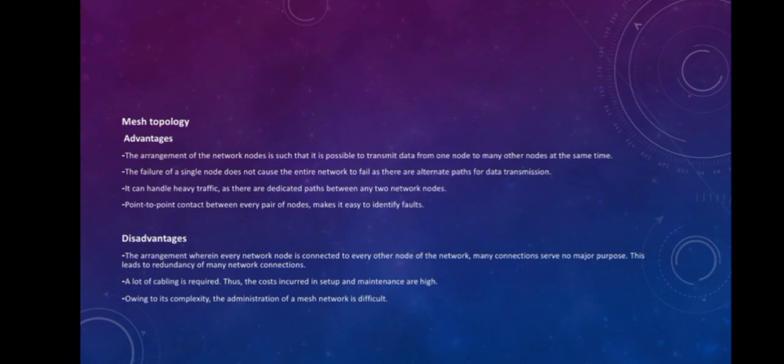And its disadvantages: in this arrangement, every network node is connected to every other node of the network. Many connections serve no major purpose. This leads to redundancy of many network connections. A lot of cabling is required, thus the costs incurred in setup and maintenance are high. Owing to its complexity, the administration of a mesh network is difficult.